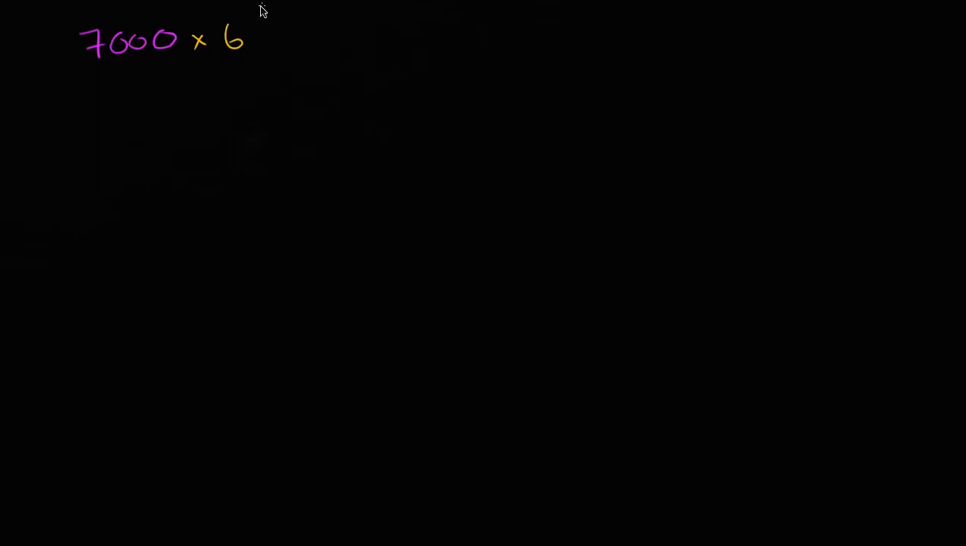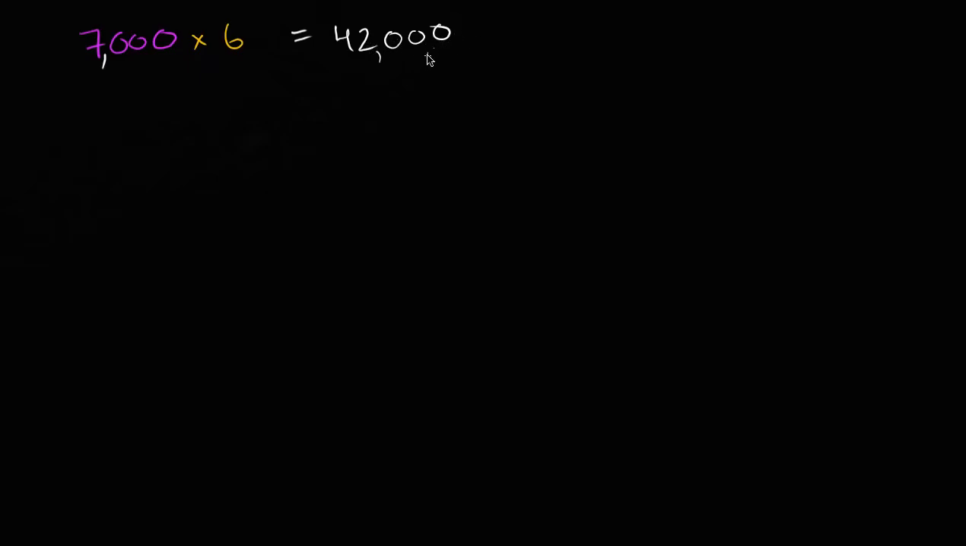So you might just be able to cut to the chase and say, hey, look, 6 times 7,000s is going to be 42,000s. And that's great if you can just cut to the chase like that. Another way to think about it is, look, 6 times 7 is 42. And then since we're talking about thousands, we're not just talking about 7, we're talking about 7,000s. I have 3 zeros here. So I'm going to have 42,000s, 3 zeros there.